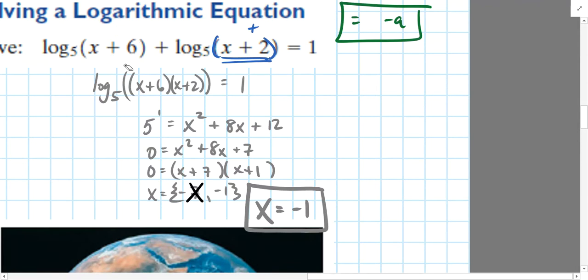However, if I use the number negative 7 and think negative 7 plus 6, well, that's a negative number. And negative 7 plus 2, that's also a negative number. And in both cases, that would be a problem. We wouldn't be able to evaluate the logarithm at a negative number. So because of that, we threw out the answer choice of negative 7. It's what we call an extraneous solution.